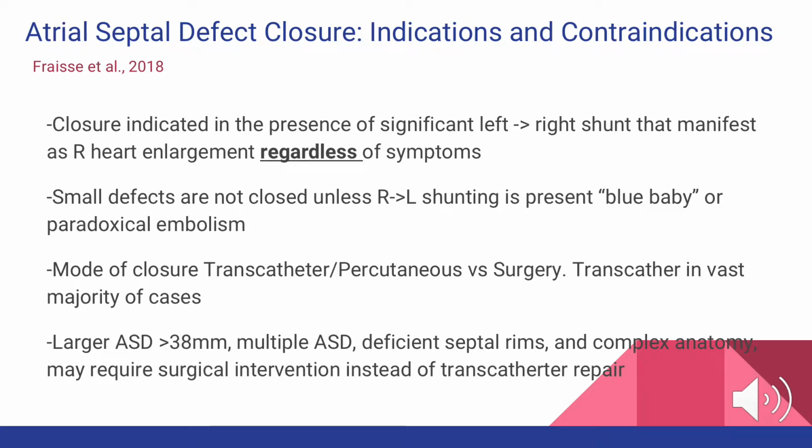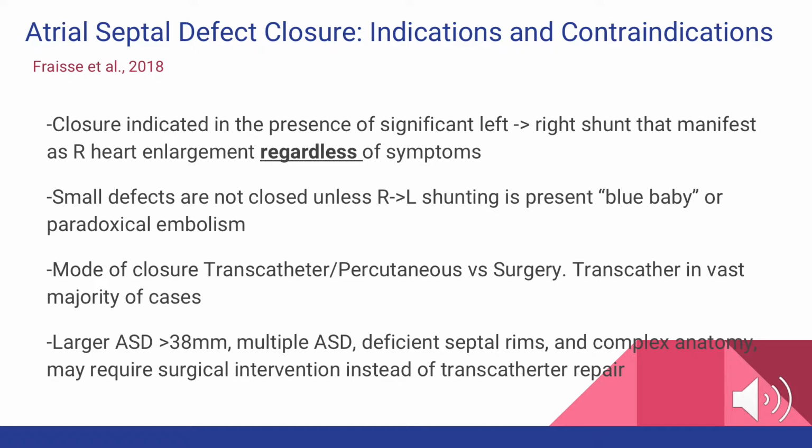Small defects are not closed unless right to left shunting is present, which is a cyanotic lesion, making it a blue baby, or if there's a presence of paradoxical embolism. Mode of closure can include transcatheter or surgery. Majority of the cases now are completed through a transcatheter because it's less invasive.